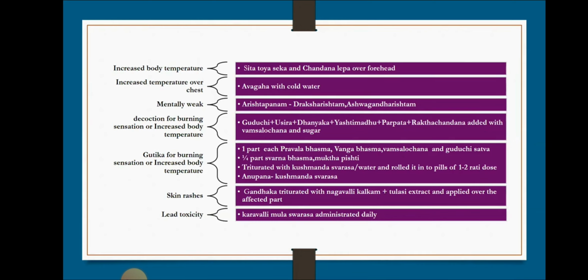The Gutika is prepared with one part of Pravalabhasma, Vangabhasma, Vamshalochana and Guduchi Sattva, and 1/4 part of Swarnabhasma and Muktashukti. These ingredients are triturated with Kushmanda Swarasa or water. Water can also be used as a liquid medium. When it is dried, it has to be rolled into pills of 1 to 2 rati dose, and the Anupana will be Kushmanda Swarasa.